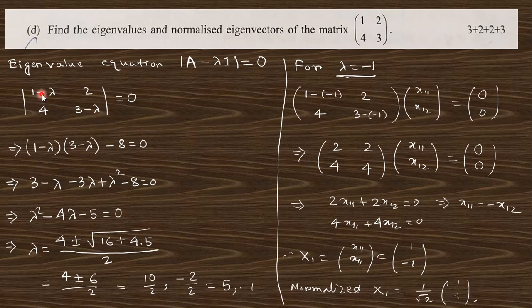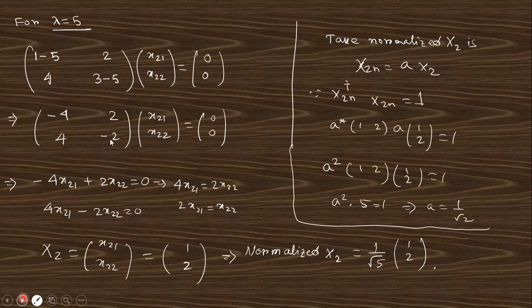Just put this value into determinant of A minus lambda I equals 0, and from calculating you will get the values of lambda, 5 and minus 1. For lambda equals minus 1, put this in the matrix, and you will get two similar equations. From these equations and the normalized values, taking the square root of this, you get the normalized vector. For lambda equals 5, similarly you will get this equation. Here you will get 1, 2.